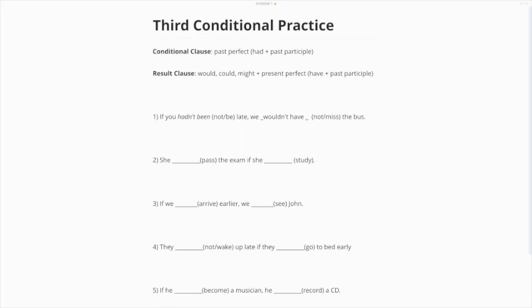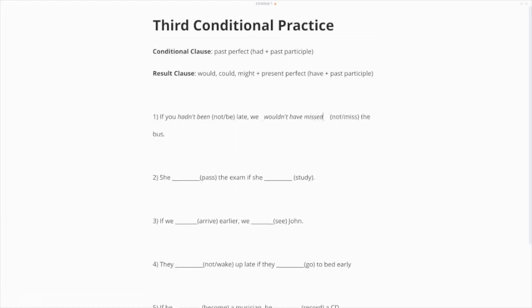So I wouldn't have, because miss is a regular verb, we're going to use real simple, add ed. We wouldn't have missed the bus. And that's it for sentence number 1. Now let's go and do sentence number 2.